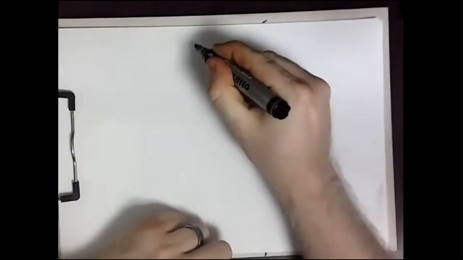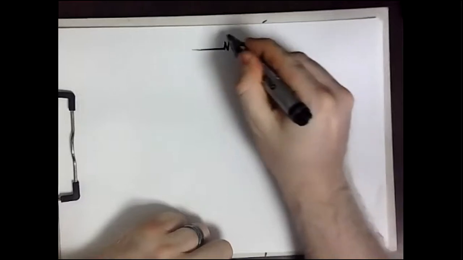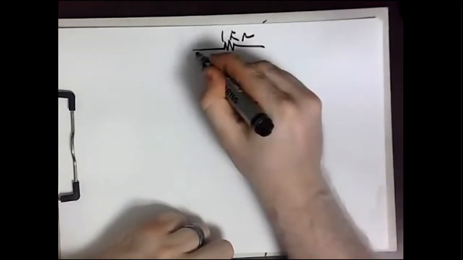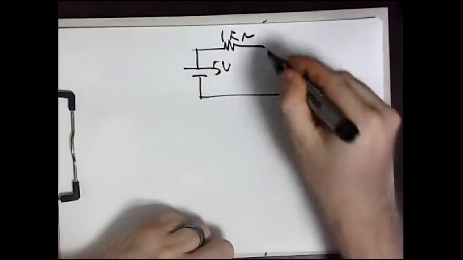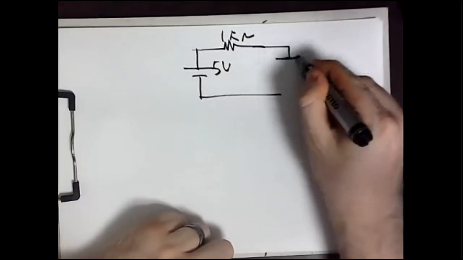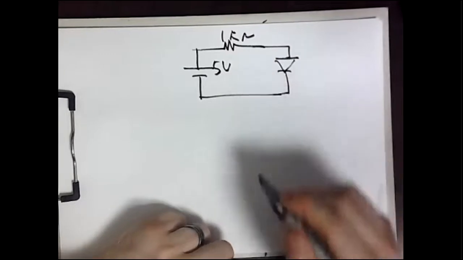Okay, now let's go to the second slide, where we have the same circuit. This is the 1 kilo ohm. This is the 5 volts. And we have here a diode, as you can see.